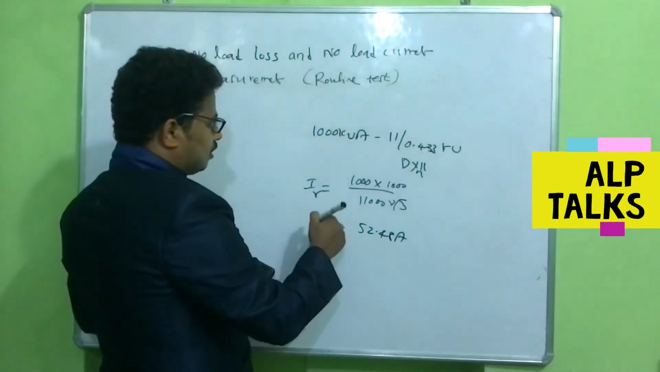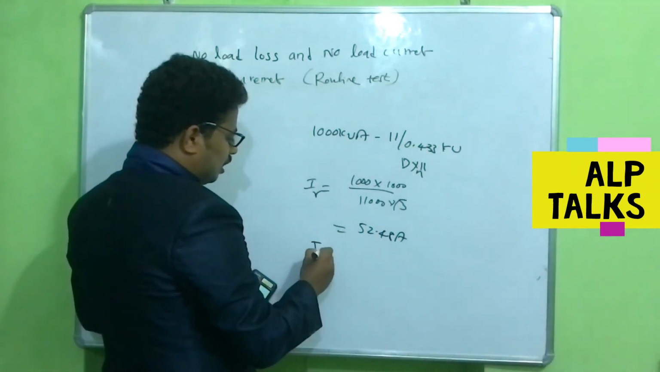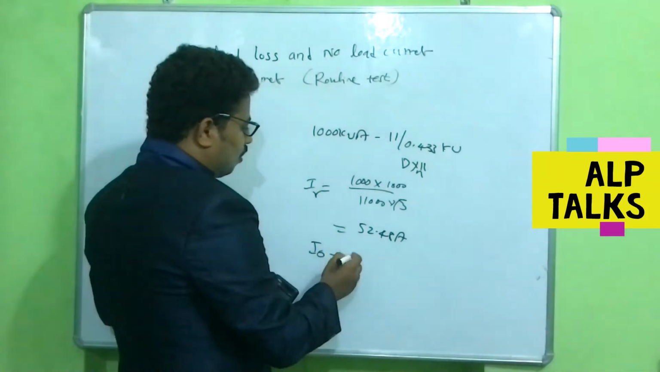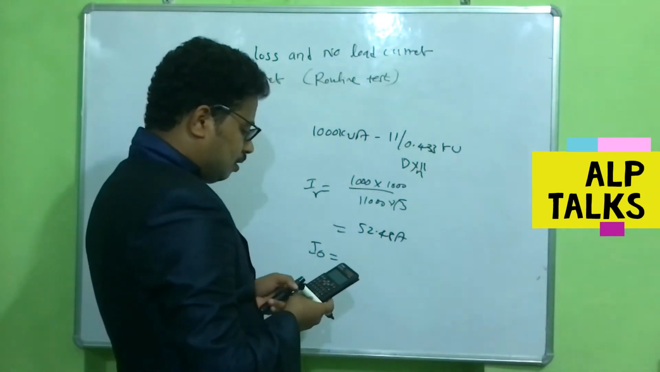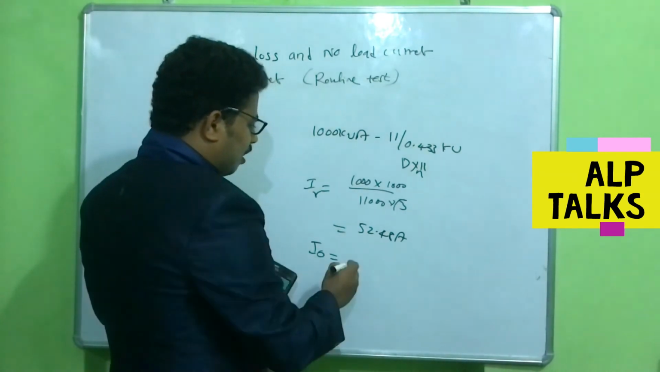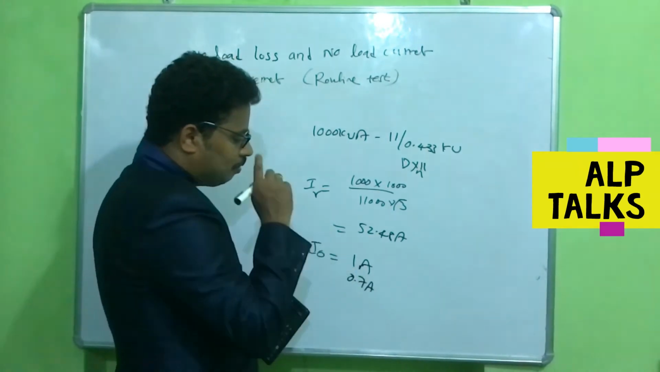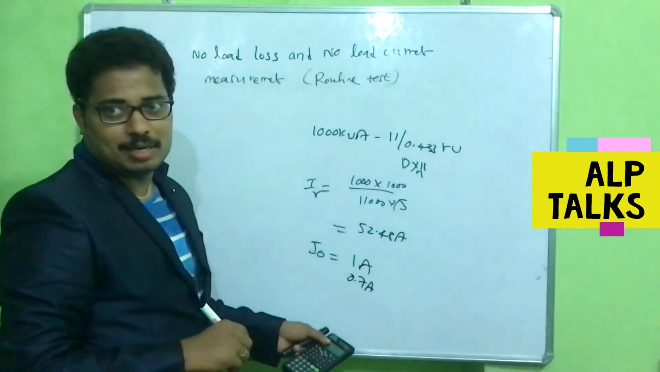So what happens, this no load current, if you are measuring this no load current, generally that will be very less. It's almost very lesser value. Say for example, it can be like 1 ampere or 0.7 ampere like that. So this is the trend generally.